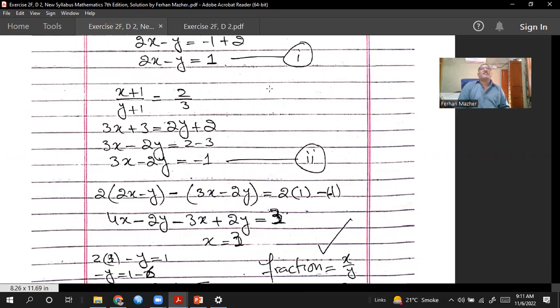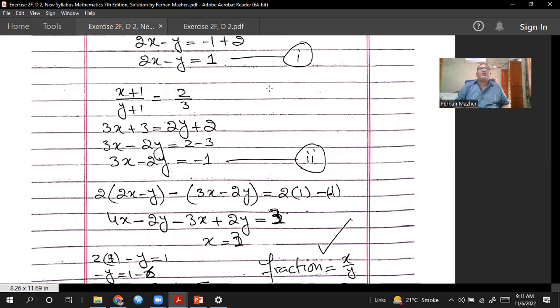Now, if you look at the first equation and the second equation, you can see the coefficients of the x and the y are not the same. So I will try to make the coefficient of the y the same. For that purpose, I will multiply the first equation by 2, and then I will subtract both the equations from each other. Okay.